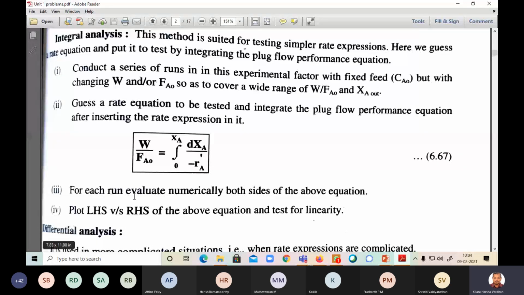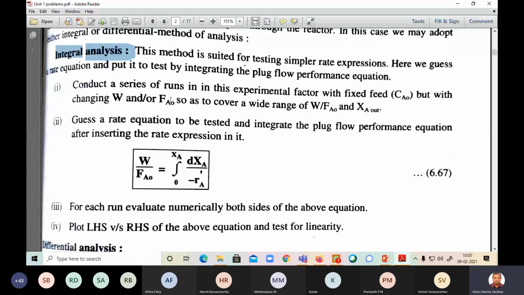For each run, evaluate numerically both sides of the equation, this side and this side. Plot LHS versus RHS of the above equation and test for linearity. We know if all the points are joining in a straight line, then whatever rate expression you assumed for the reaction is correct. Otherwise, we test the next rate expression, right? That's how we do it. We'll do this in a problem also. At that time, you will understand much better. I'm just talking about only the procedure, right? This is the integral method of analysis.